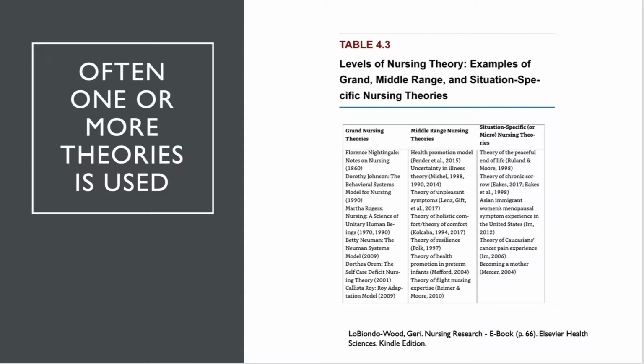And then finally, there are situation-specific theories. Theory of peaceful end of life, theory of chronic sorrow, and so forth. It depends on what you need, and sometimes you will need more than one of these.